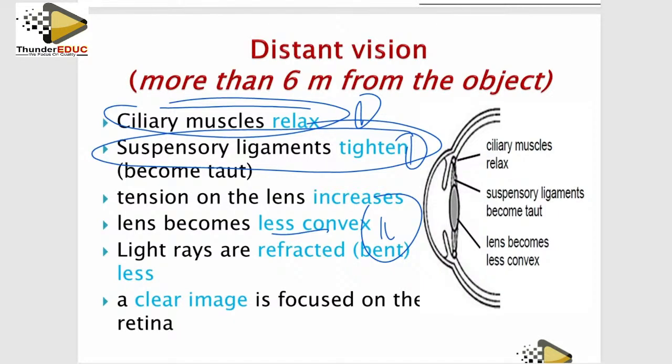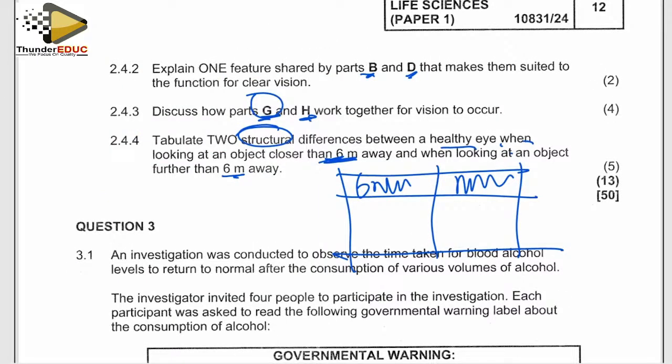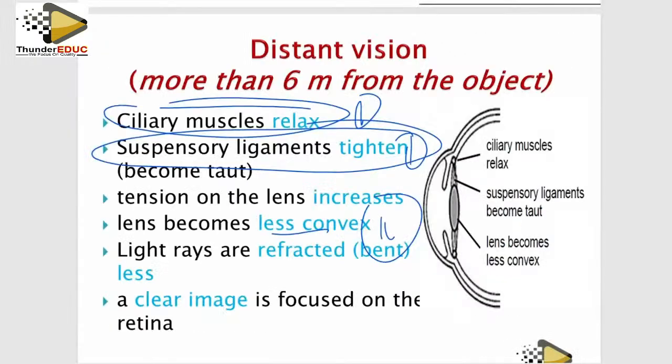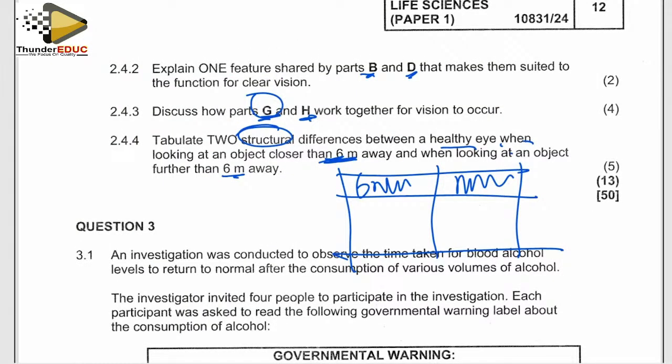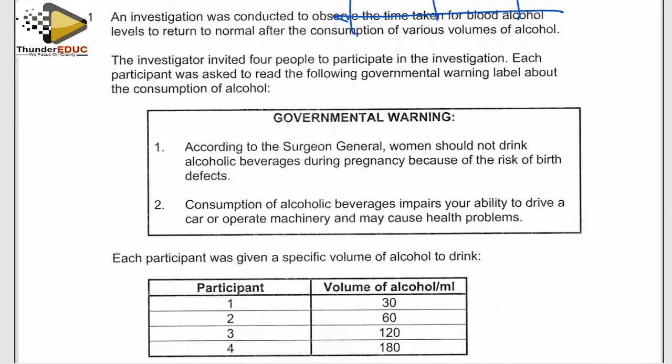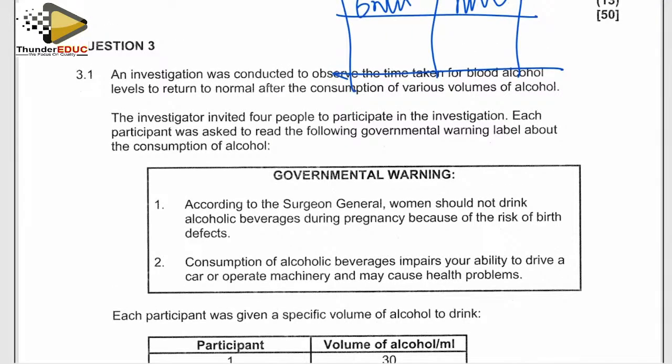A clear image focused on the retina is not a structure thing, because they say structural differences. So basically, you look at this, and then you look at this. Those are the 3 points you need to look at, because they say structure, unless they say the functional differences. Then we go to the next question.